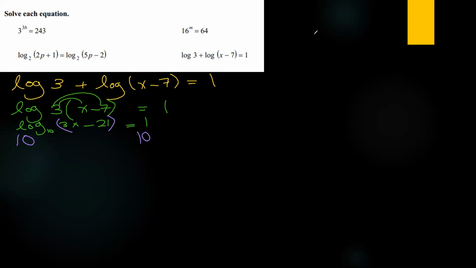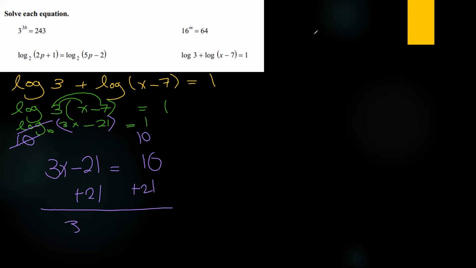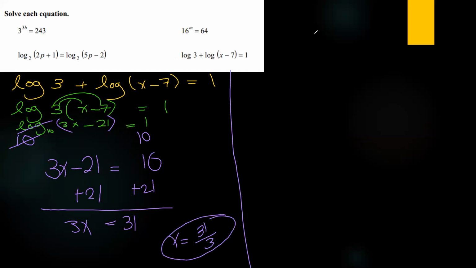Because of that, now 10 will cancel the logarithm. So I have 3x minus 21 equals 10 to the power 1, which is 10. Plus 21 plus 21. So 3x will equal 31. So x will be 31 over 3. That's it.